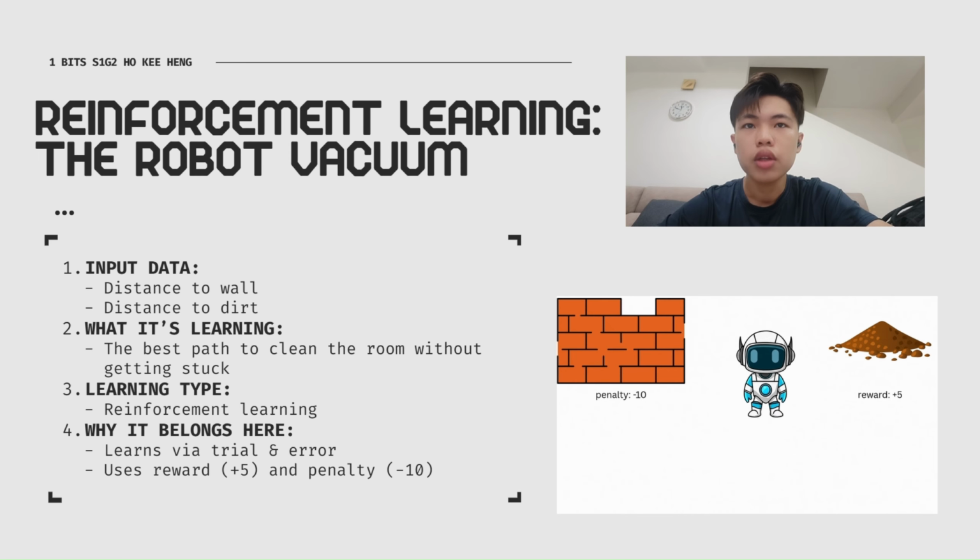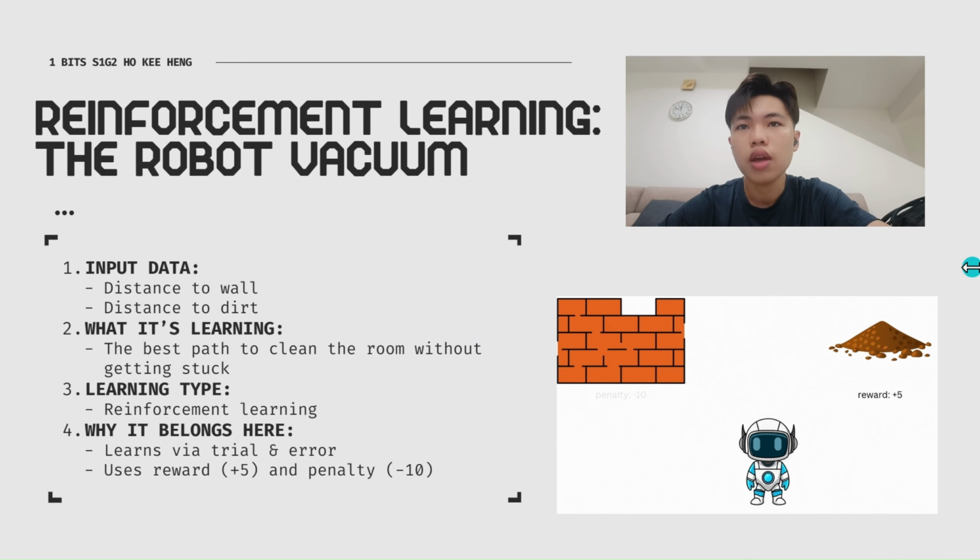For our reinforcement learning example, we are looking at a smart robot vacuum navigating a room. First of all, the input data is the robot's current sensory information. In this simplified environment, it receives data from a dirt sensor, which detects the distance of dirt, and a proximity sensor, which detects the distance of a wall. The robot is trying to learn the optimal cleaning policy. Its goal is to figure out the best sequence of movements to clean up as much dirt as possible without repeatedly bumping into the walls.